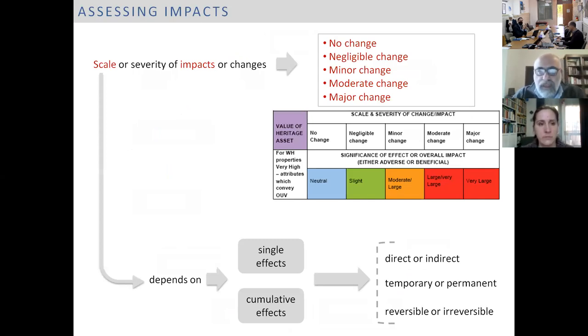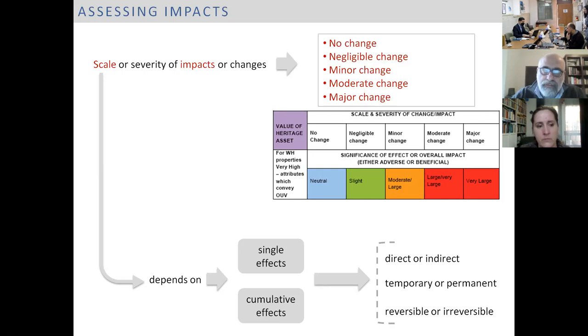We have some tools, and in this case the guidance gives us some. This is an example giving the exact scale of severity of the impacts or changes, as we can call them. And at the very last step, before evaluating whether it is a negative or positive impact, we should highlight the severity. We can use this kind of approach, giving a color scale with the values 1, 2, 3, 4, 5, 6, from no change to major change.